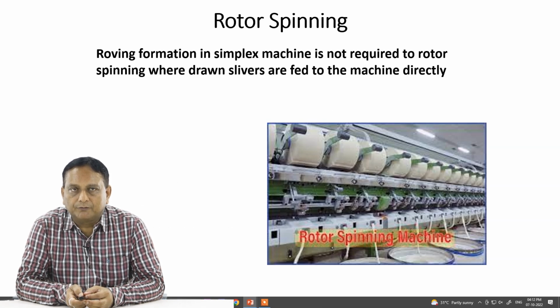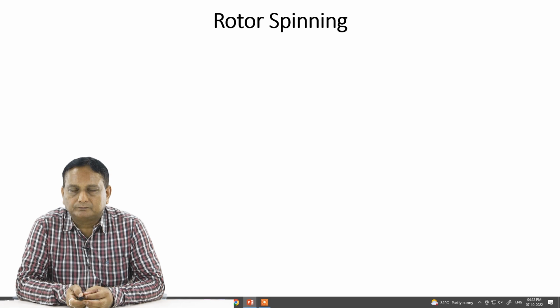Now in rotor spinning, what is the main feature? The roving formation in the simplex machine is not required in rotor spinning. The roving formation, which is required in the ring spinning operation, is eliminated in rotor spinning, because here drawn slivers are fed to the machine directly. So that is one of the advantages of this rotor spinning system.